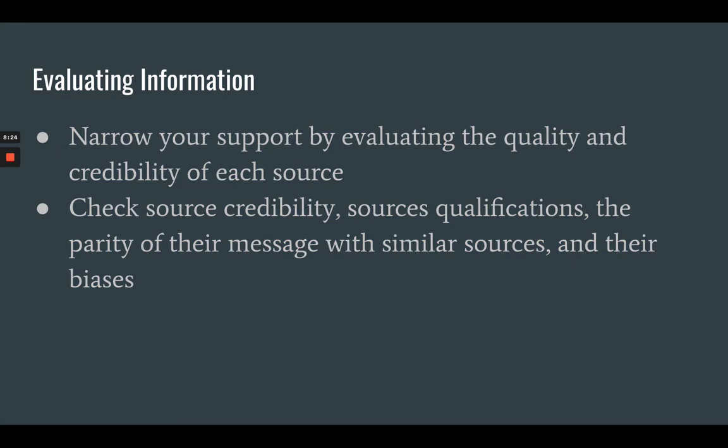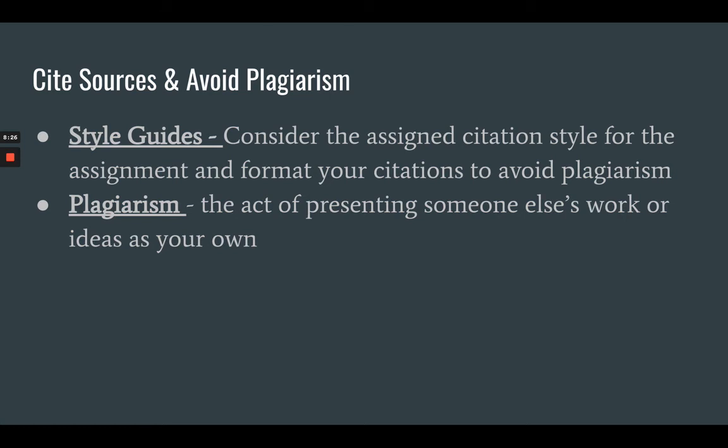So when you bring in information from neutral sources, from unbiased sources, then that gives you more credibility in the research that you're using. So cite sources and avoid plagiarism. There's different styles for citing sources. For our class, we're going to use APA. So always consider the citation style that's assigned and format your citations to avoid plagiarism. And we know that plagiarism is the act of presenting someone else's work or ideas as your own.